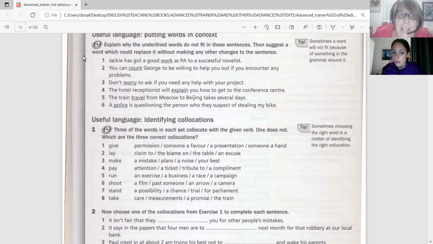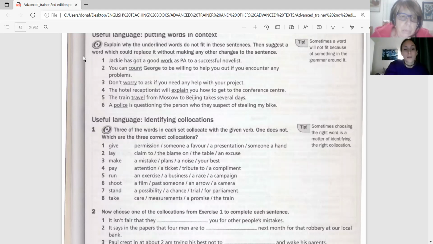We can say Jackie's got a job. We can't say a work. And this is very typical in Italian students. So you don't have a work, you have a job. You work, or you can say, I've got work there without any article. But if you say a good job, you can say just job.